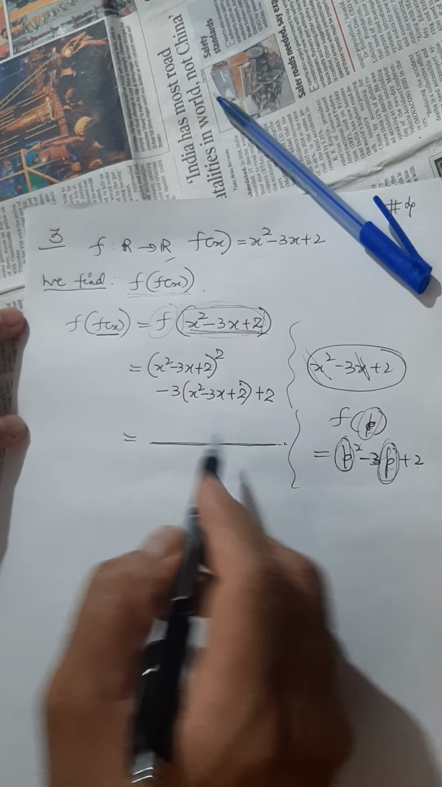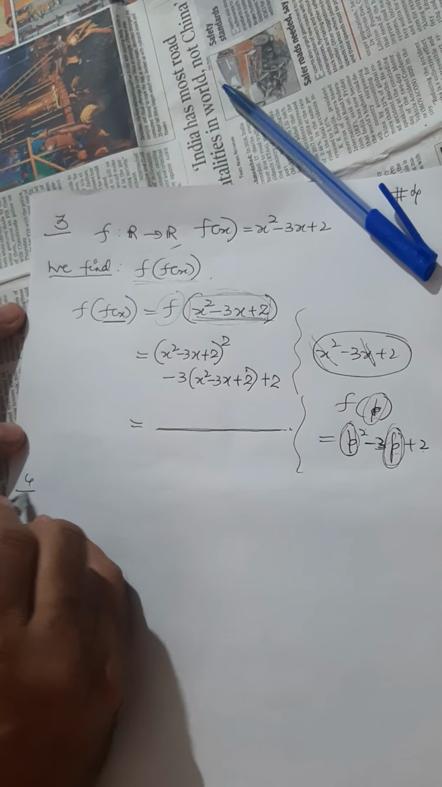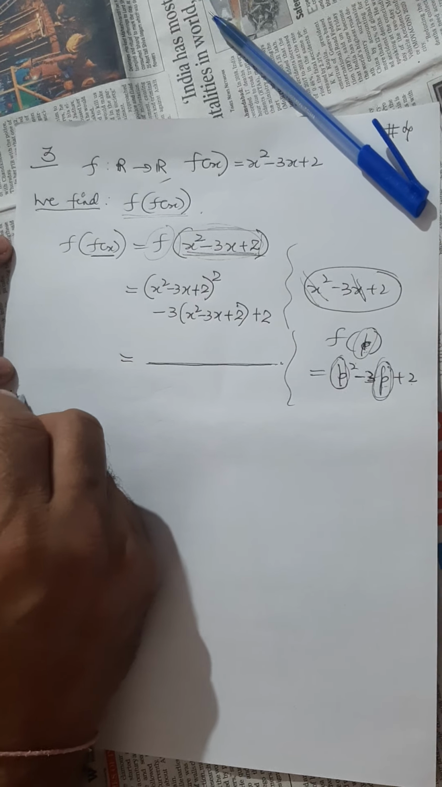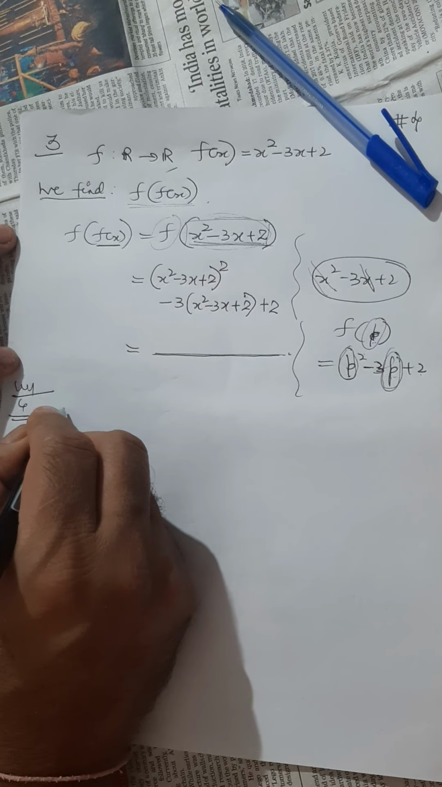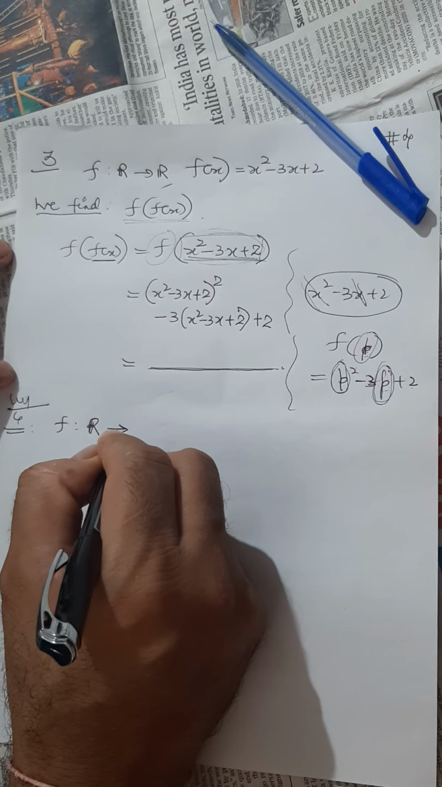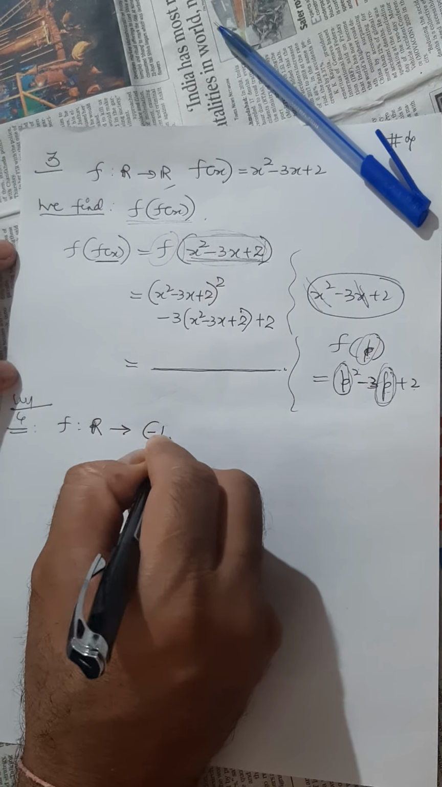This is your answer. Fourth question, which is an important example. You have a function f from real numbers to the open interval minus 1 to 1.